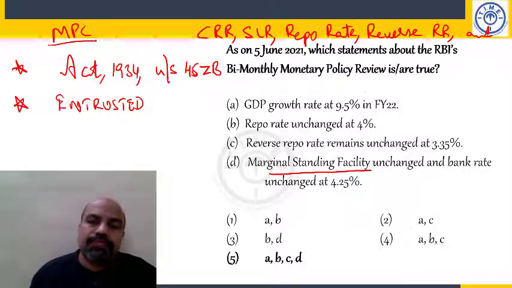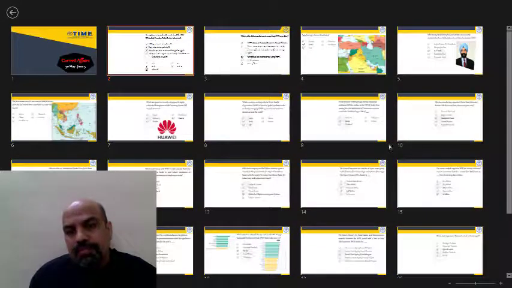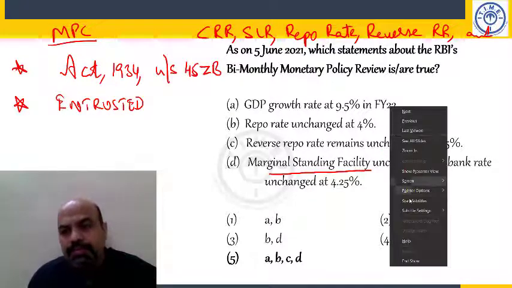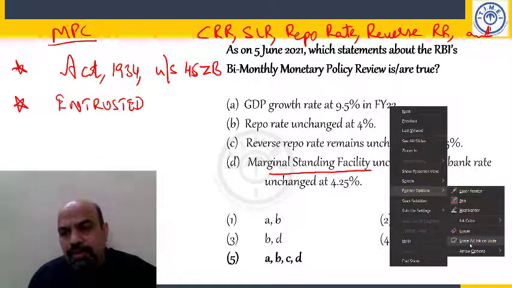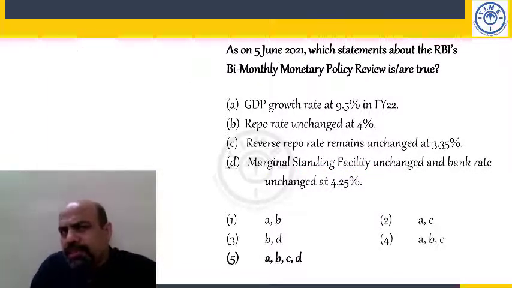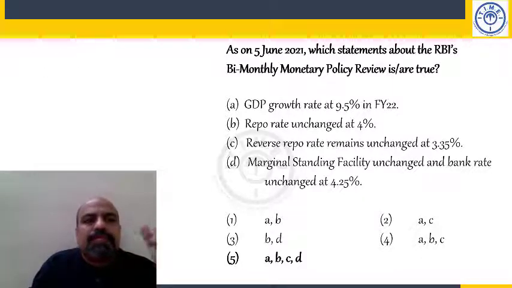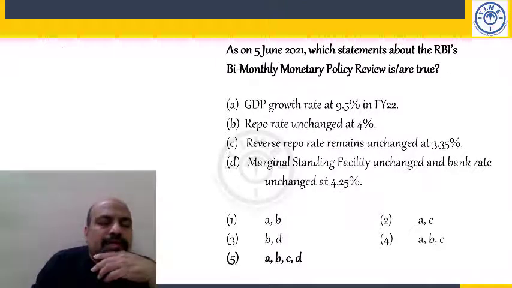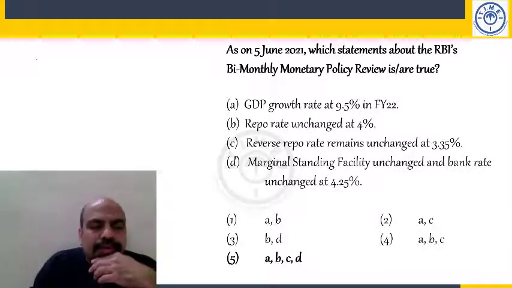Next, six members, headed by the RBI governor. So it comprises 6 members. That's what it means. I directly said 6 members, which means the MPC comprises 6 members headed by the RBI governor.